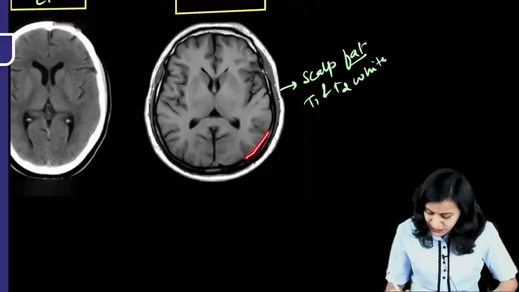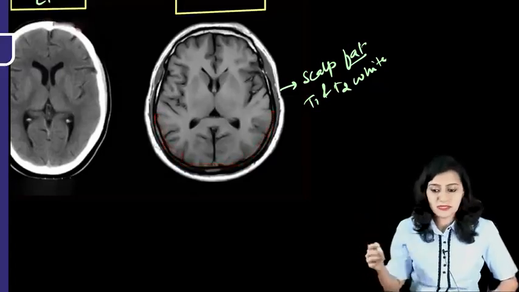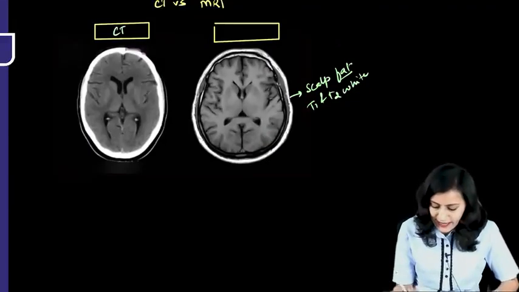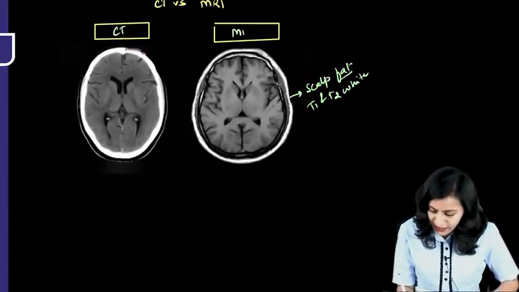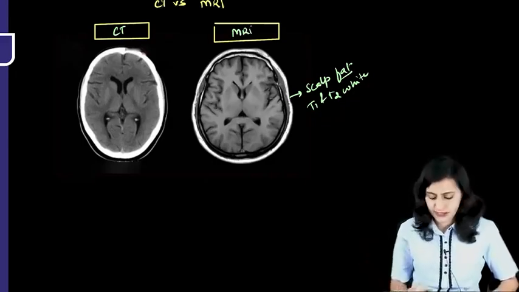Just adjacent to the brain parenchyma, if you see the black outline, then that is the bone cortex, the outer table of the skull. If that appears black, that means the bone cortex is black, and so this is going to be MRI. Okay, so this is how you differentiate CT from MRI. Just outside the brain parenchyma is where you should focus.